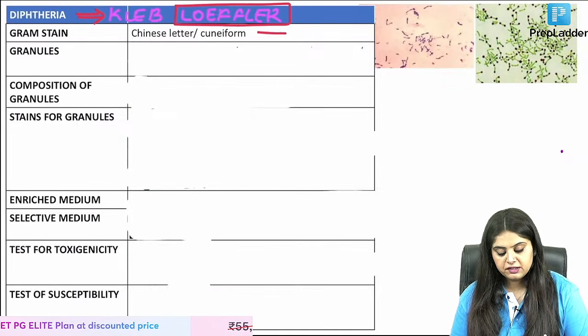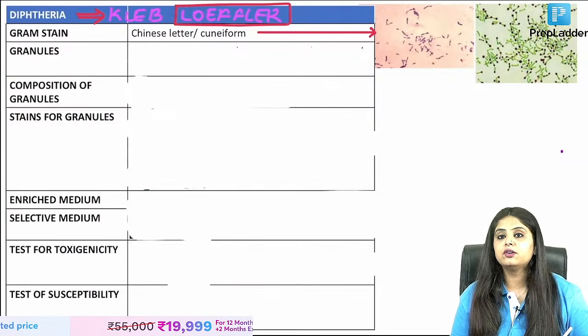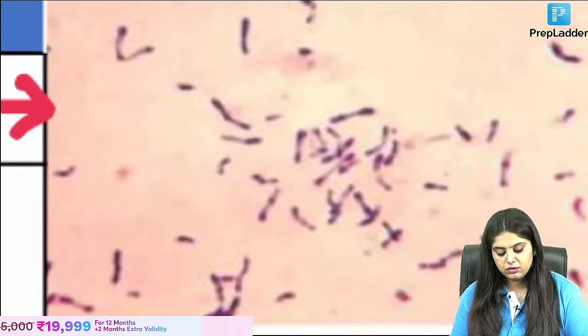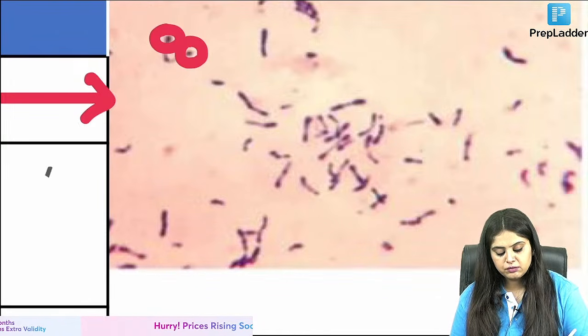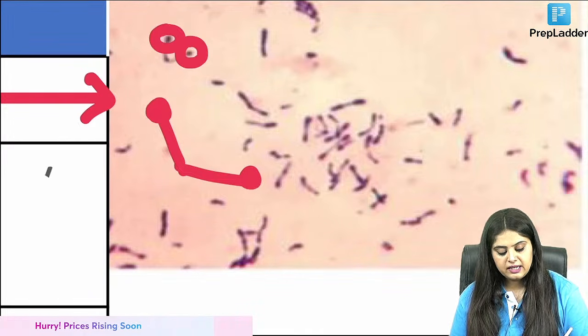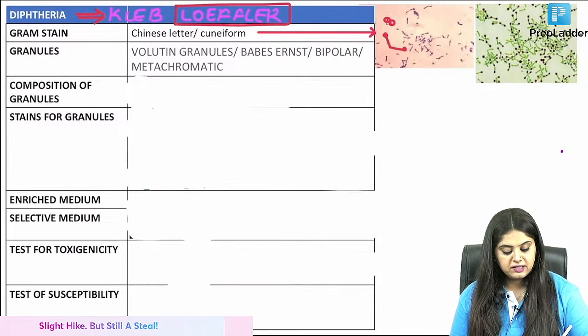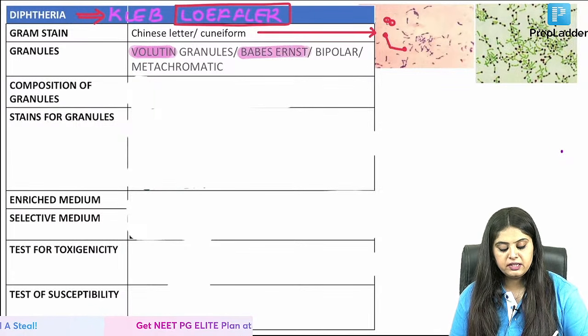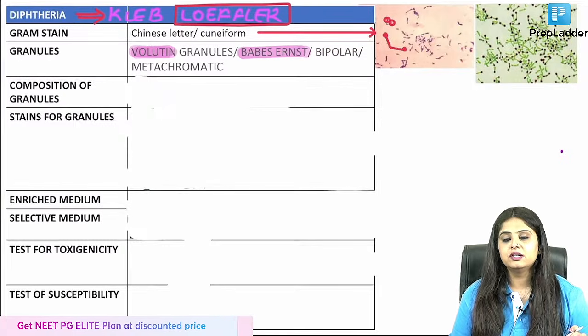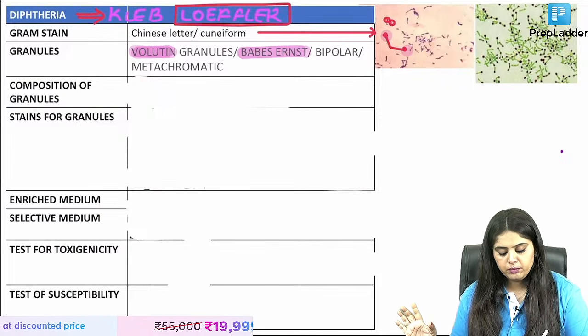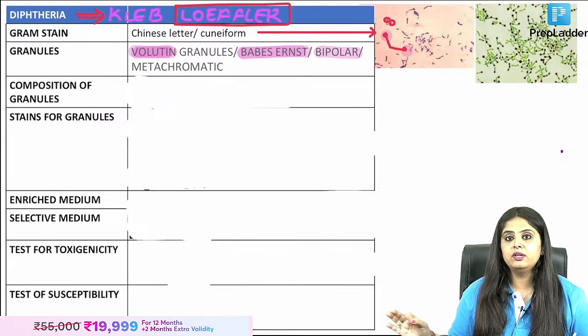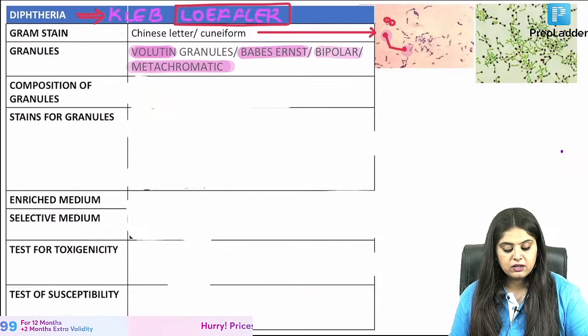And what is the appearance that you can see over here? This is the Chinese letter or cuneiform appearance. If you look carefully, the ends of these bacteria are swollen. So this is a bacterium and its ends are going to be swollen like this. That is known as which granules? The fancy names, ma'am: volutin granules and Babes-Ernst granules. The practical name is bipolar granules, since they are at the two poles, and they are also known as metachromatic granules.